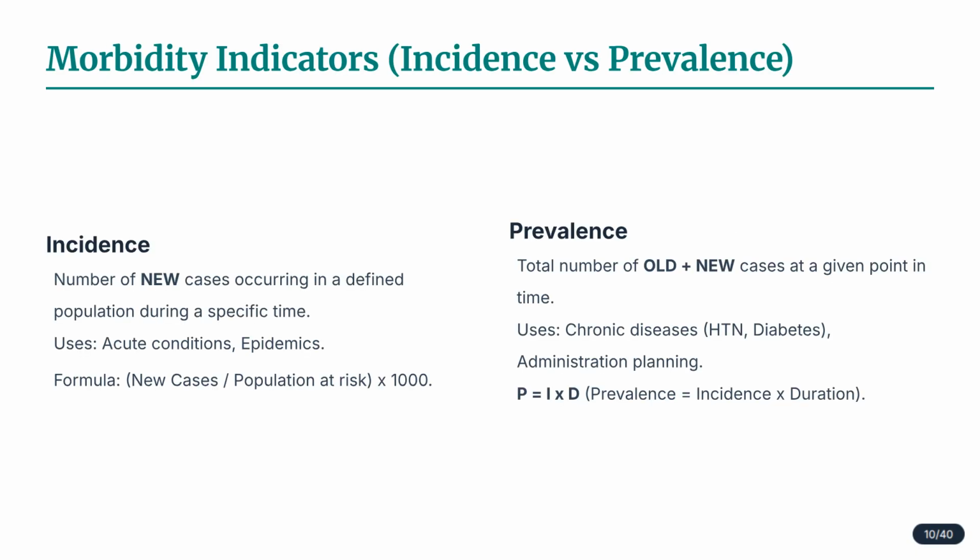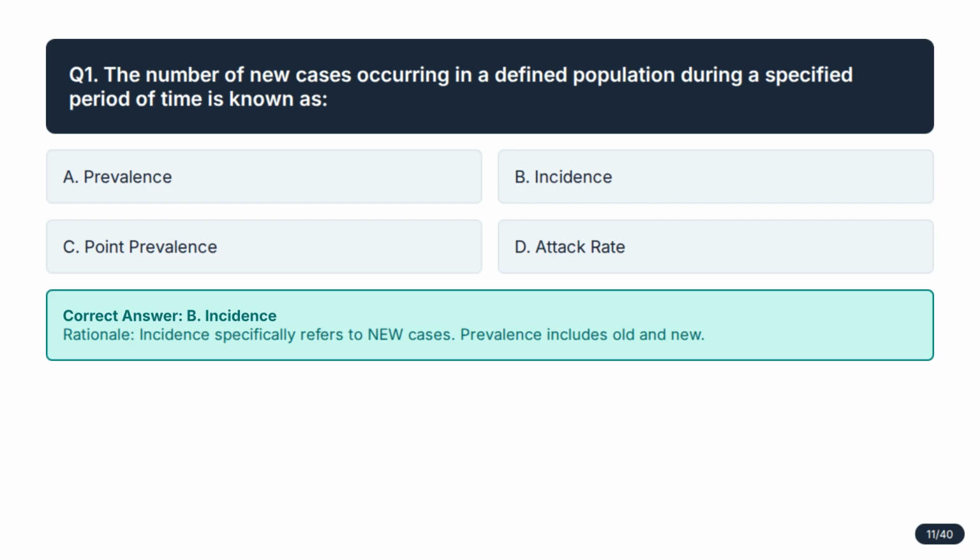Morbidity indicators include incidence and prevalence. Incidence measures new cases and is used for acute conditions. Prevalence measures the total number of cases, both old and new, and is used for chronic diseases and planning. The correct answer to the question in the previous slide regarding new cases of COVID-19 infection is incidence.